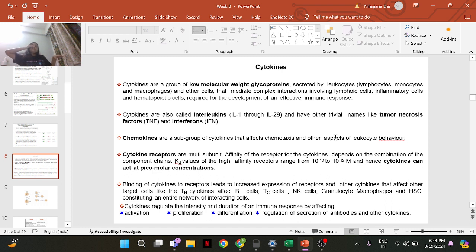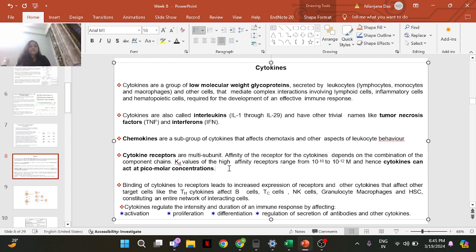Whenever there is an entry of any pathogen and there is a breach in the epithelial layer, a group of cytokines can be released, and many cytokines will be released at that place, and there are chemokines which will attract different cells to that particular area, and that will clear the pathogens. So chemokines help in chemotaxis.